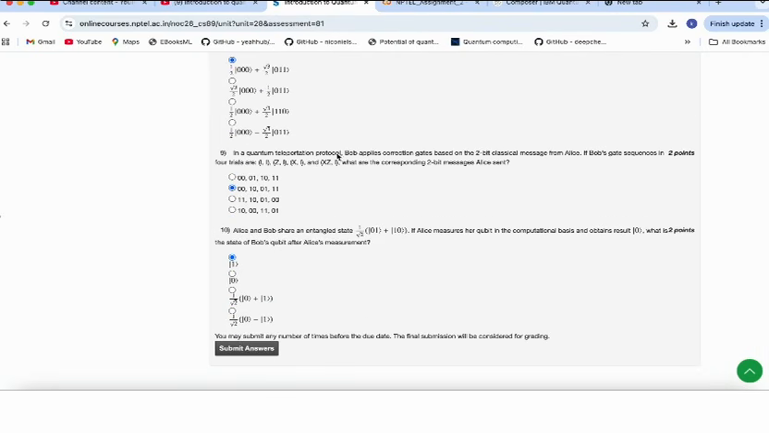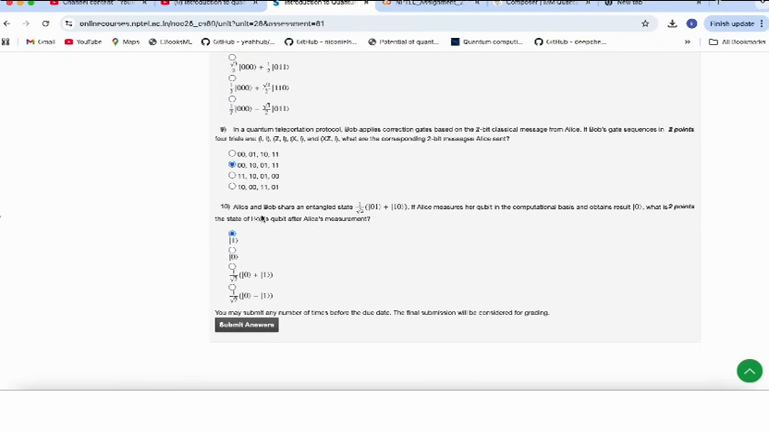Next, in a quantum teleportation protocol, Bob applies correction based on the 2 qubit classical message from Alice. If Bob's gate sequences in the fourth trial are I, Z, X and XZ, what are the corresponding 2 bit messages from Alice? So now here what we are going to see is I means identity, which is taken as 0 0 state, Z means 1 0 state, X means 0 1 state, and XZ means 1 1 state. We are simply neglecting the second qubit. So the option that matches here is the second option.